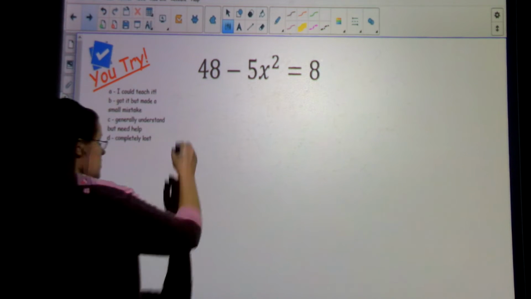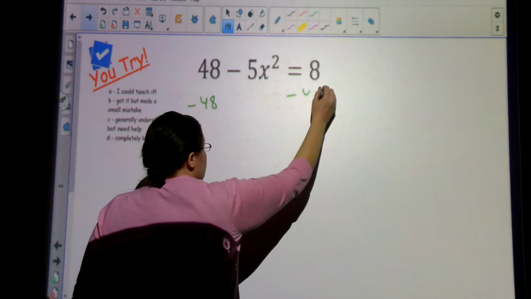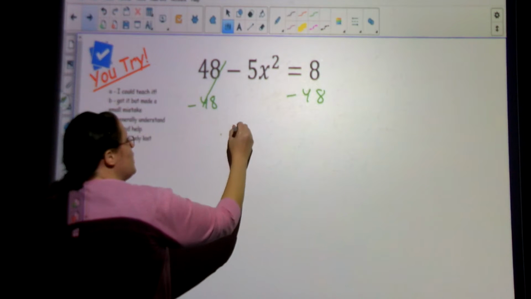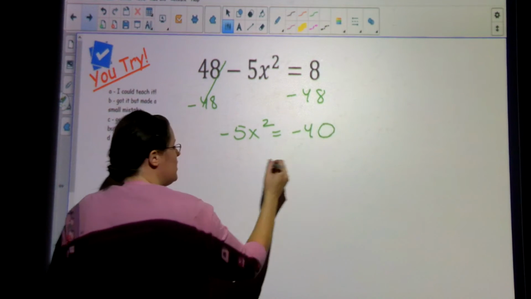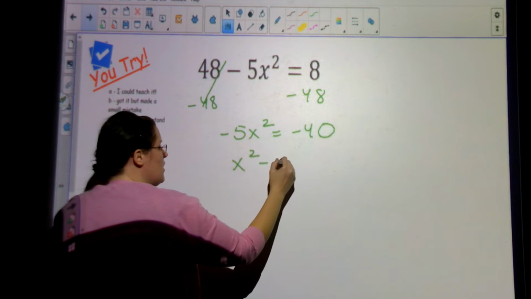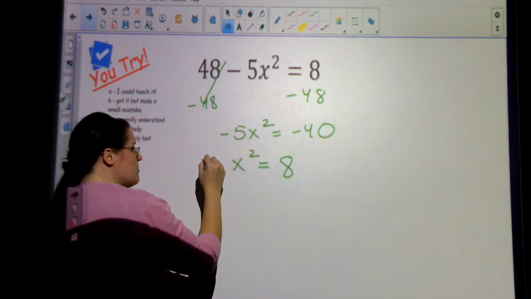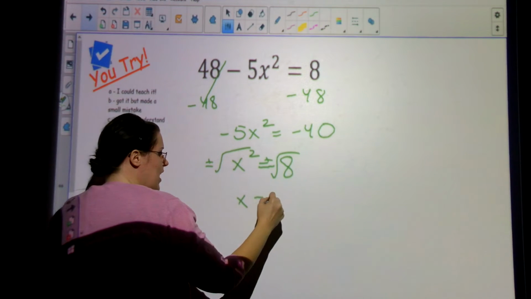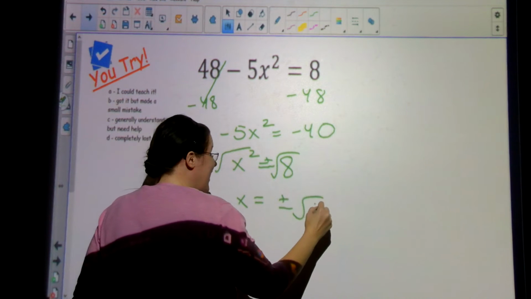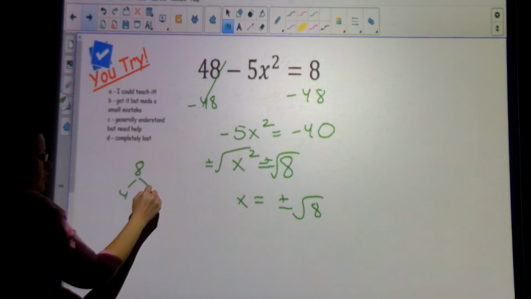Okay, let's go over this. Obviously we cannot click in today. Negative 5x squared. See, subtract, I get negative 40. Divide by negative 5, sorry, I get 8. Plus or minus the square root of both sides. So I will get x equals plus or minus square root of 8. I hope many of us didn't forget that that does reduce.